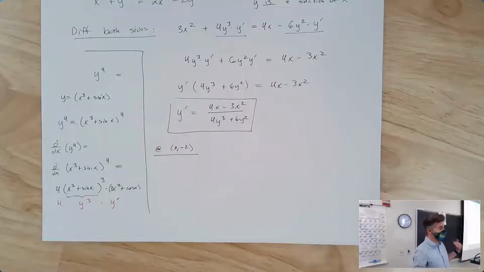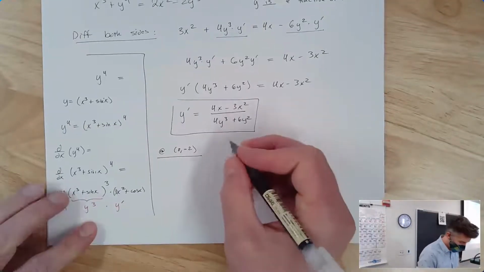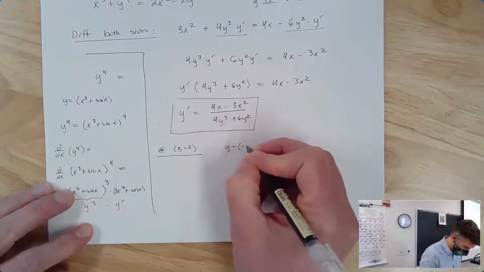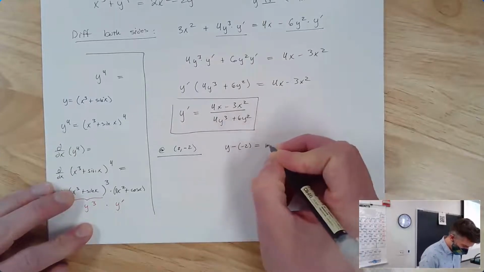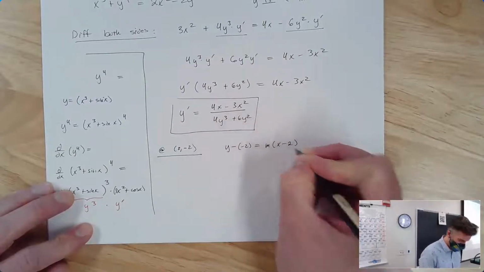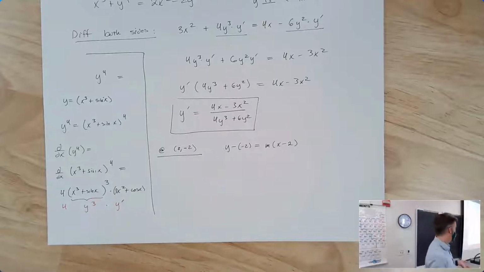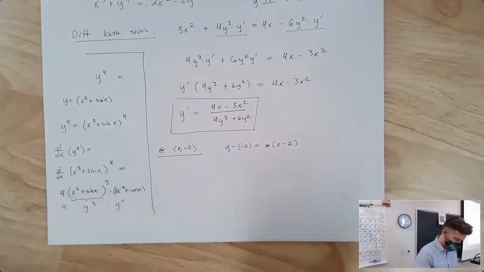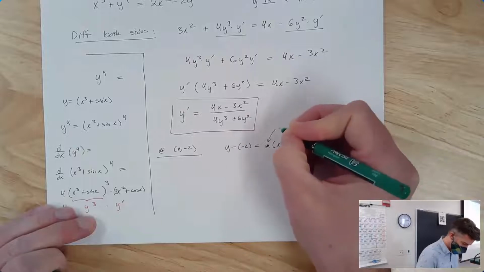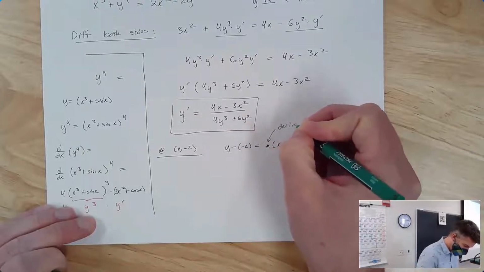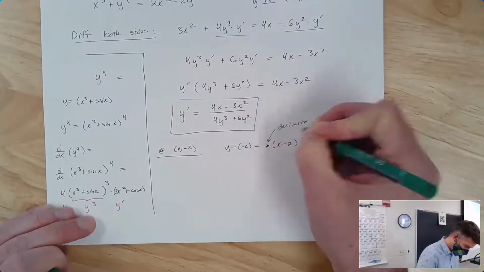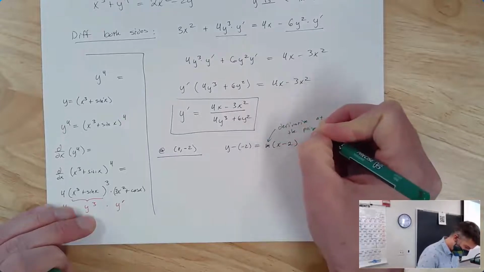If we're writing the equation of a line, I'm always just going to write it as y minus the y coordinate equal to the slope times x minus the x coordinate. The only thing that we have to actually fill in is what the slope is. And the slope is just the derivative at the point.